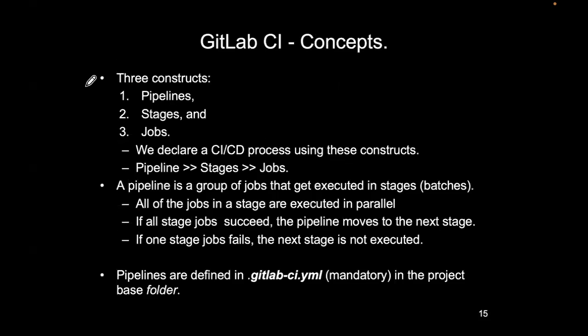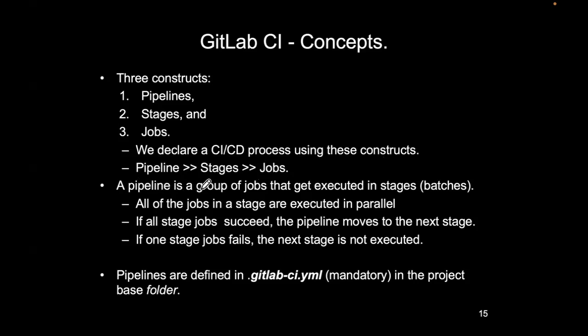There are three constructs that we need to be familiar with, and they're pretty straightforward. The constructs are called pipelines, stages, and jobs. And we're told here that we declare a CI/CD process using these three constructs. How they're related is that a pipeline is comprised of multiple stages. A stage is comprised of potentially multiple jobs. So a job is the smallest unit, if you like. A job is part of a stage, and a stage is part of a pipeline.